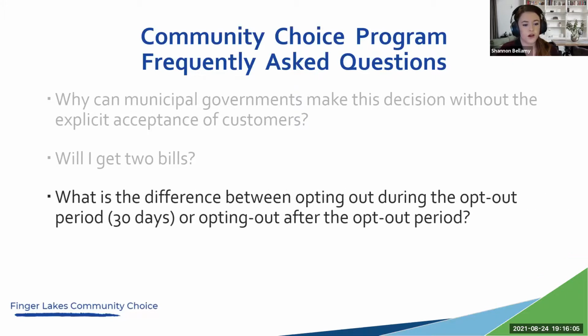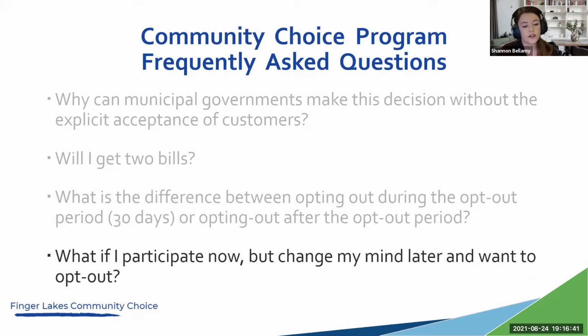What is the difference between opting out during the 30-day opt-out period, or opting out after the opt-out period? The only difference is how long you're going to be enrolled in the program. If you miss the opt-out period, there's a chance you will be enrolled in the program for the first month when it launches, because there is typically a delay, and then you'd be opted out after that. So you'd be in it for that one billing cycle. But if you opted out during the opt-out period, you would never be enrolled in the program, and you'd never see those changes to your bill or changes in electricity supply.